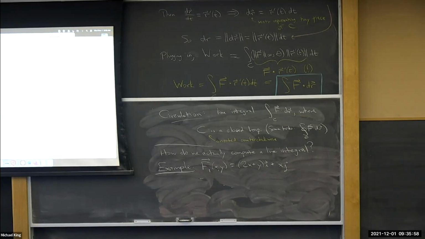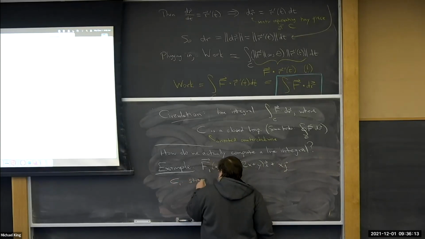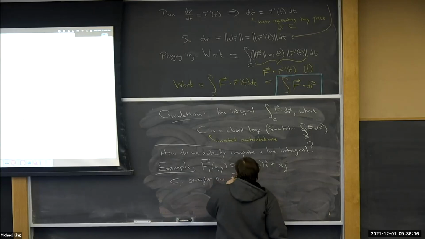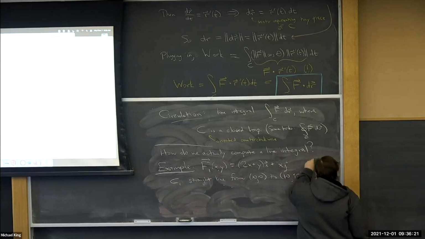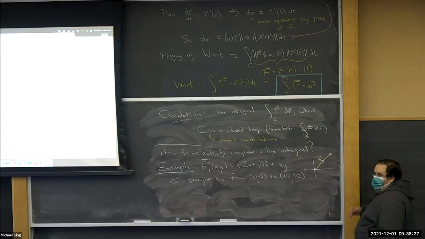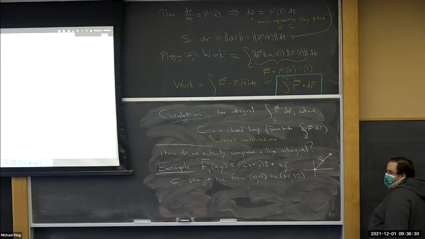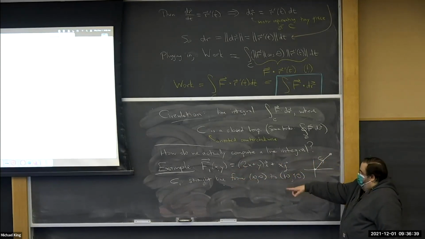These are actually 3 different paths from (0,0) to (10,10). Let's just do the first one, and then we can think about whether we want to do another one. So C1 is a straight line path from (0,0) to (10,10). That's just something like this, right? A path like that. We can parameterize this. So we want to compute the work integral, the line integral of F1 dot dr over C1.